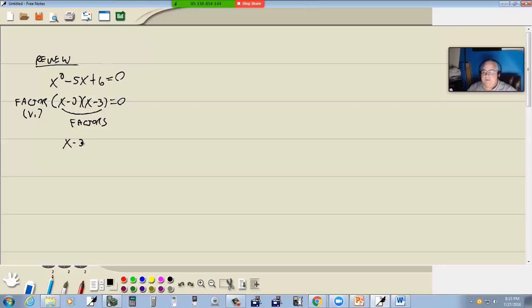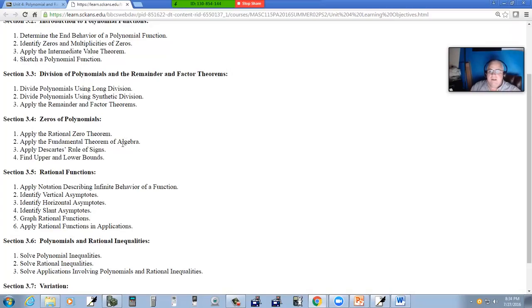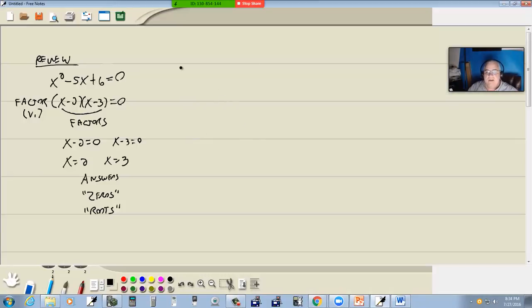Then we set each factor equal to 0. So we set x minus 2 equal to 0. We'll set x minus 3 equal to 0. And solve these. And we get x equals 2 and x is equal to 3. Now these are our answers. They're also called our zeros. And they're also called our roots. Now keep this in mind as we look at some of the topics this evening. Those become important in some of these other areas too. Okay.